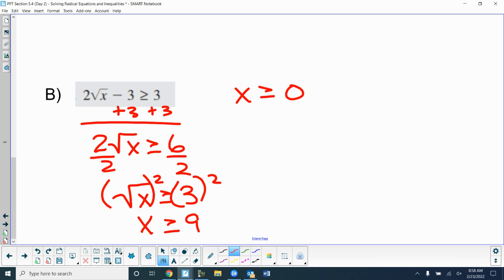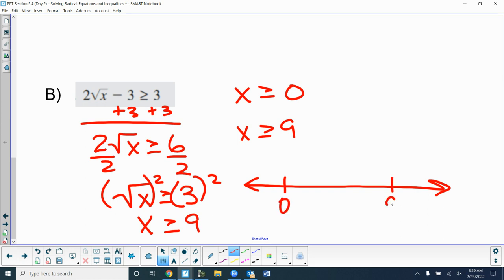Right? So if I put these two together, if I look at a number line, 0's down here and 9's here. Okay, if I were to graph that, what's that graph look like? x is greater than or equal to 0. Where do I put the 0? Circle or dot? Dot, because it's including it, right? Greater than, to the right or to the left? To the right.